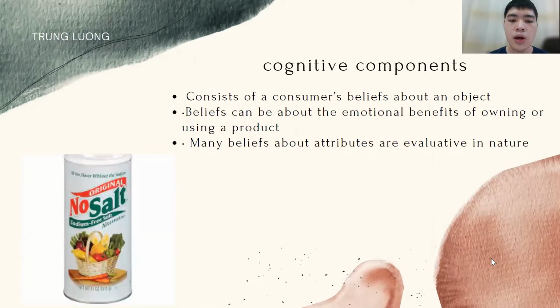The first one: beliefs can be about emotional benefits of owning or using a product, and many beliefs about attributes are evaluative in nature. Let me take an example. For marketers, they will try to promote the benefits rather than a feature of a product. For example, right here we have marketers trying to promote the no starch feature, which indicates that there's sodium free in this product, and so good for your health.